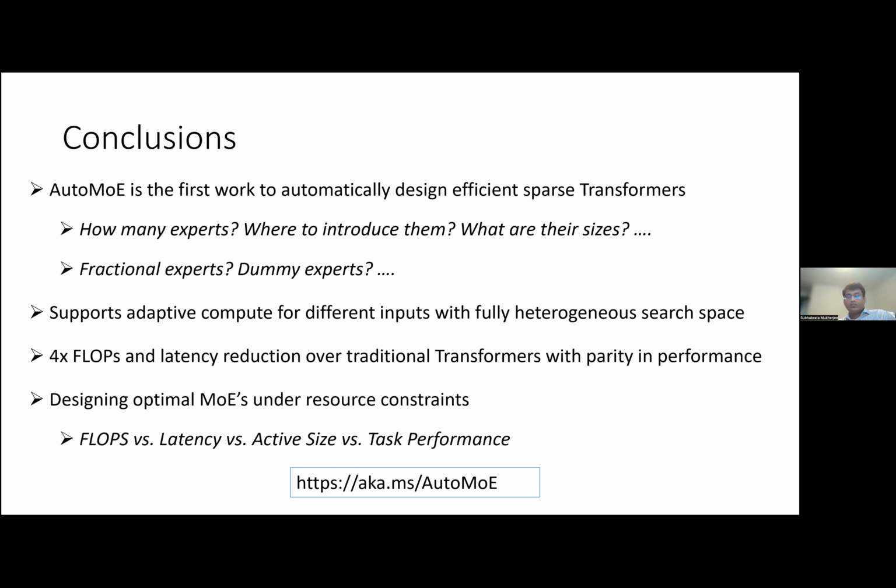And finally, we also studied some design policies of MoEs under resource constraints, like how you should design the layers, encoder versus decoder, which layers to inject experts into, and what the different trade-offs are of flops versus latency versus active parameters and task performance. You can find the code in this link and also the draft of the paper in this link.